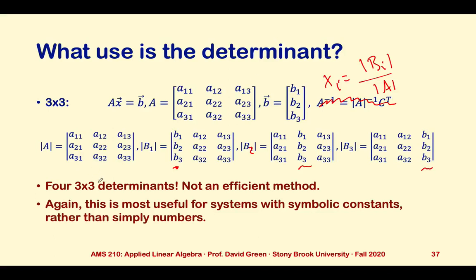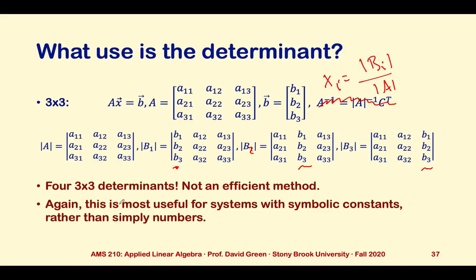Each 3x3 determinant is going to involve a sum of 6 different terms. That means there's going to be 24 different products we need to evaluate here. And each of these ratios is going to be a ratio of 6 terms over 6 terms. It's going to be messy and very inefficient. It's much faster to solve a system using elimination than using some sort of direct form like this.